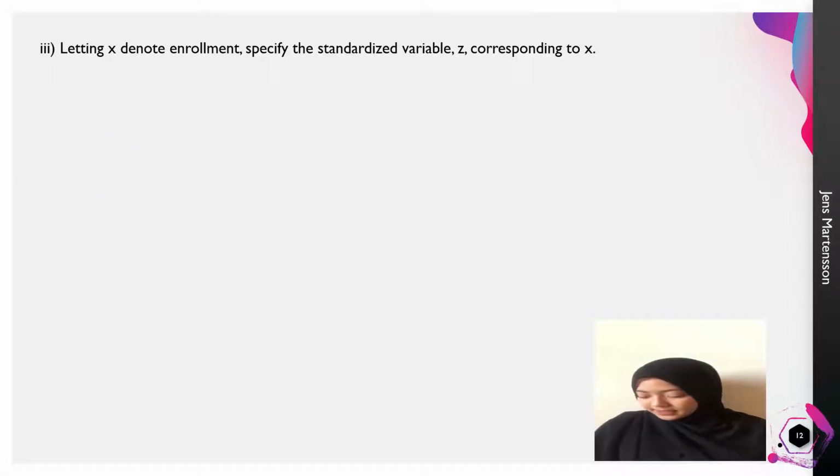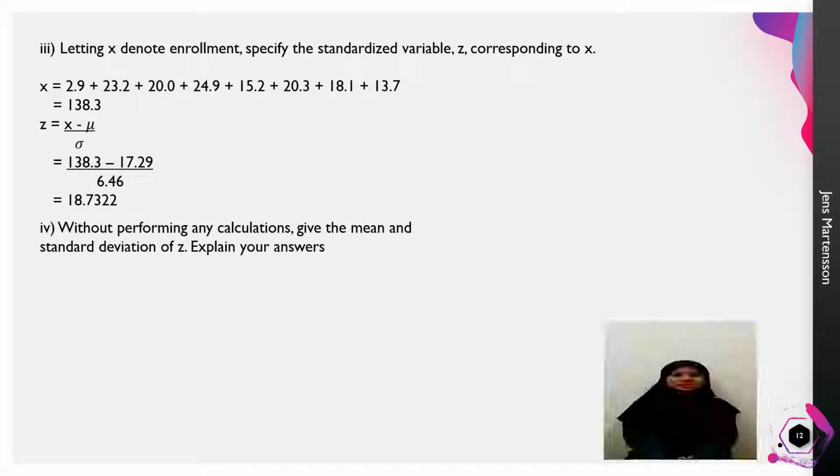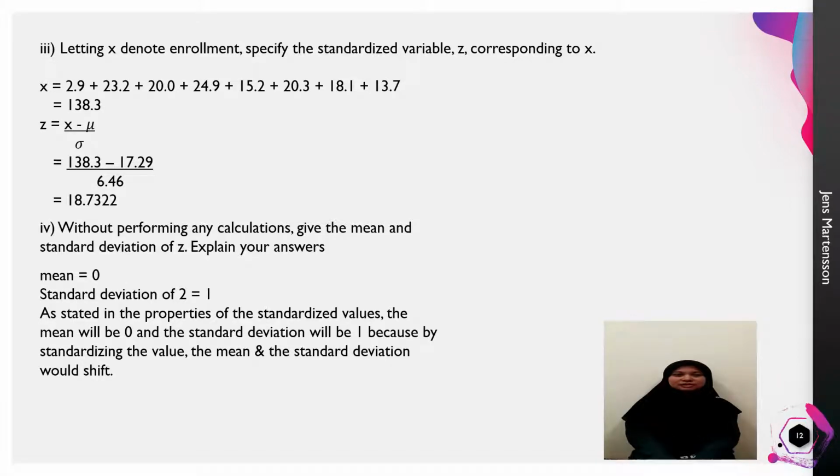but we have to round the answer to 2 decimal places and the final answer is 6.46. Specify the standardized variable z corresponding to x. Okay, the z-score formula is x minus mean divided by standard deviation. The x is total all the enrollments data, then we minus the mean and divide by standard deviation. So the answer is 18.7322. Question number 4 asks for the mean and the standard deviation. The mean will be 0 and the standard deviation will be 1. This is stated in the properties of standardized values.